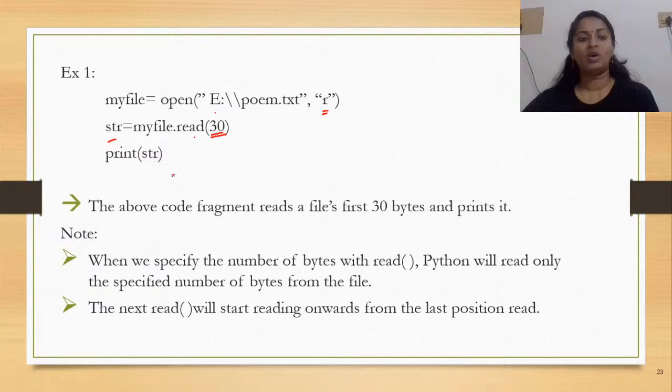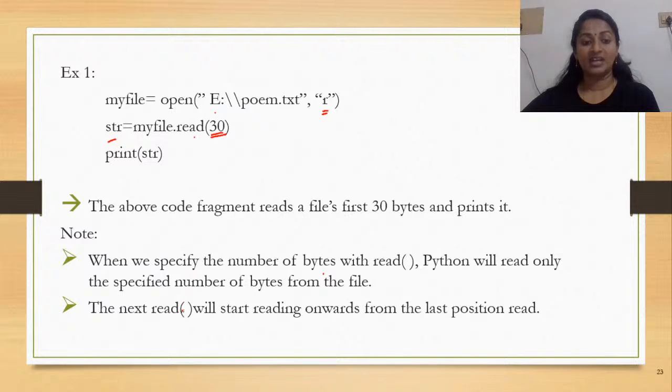So what the above code fragment says is it will read the first 30 bytes or the first 30 characters, and then print it onto the screen. What you need to note here is that when we specify the number of bytes, Python will read only that many bytes, and it will get truncated. Sometimes it would be halfway through a line of text, so only that much would be read and printed onto the screen.